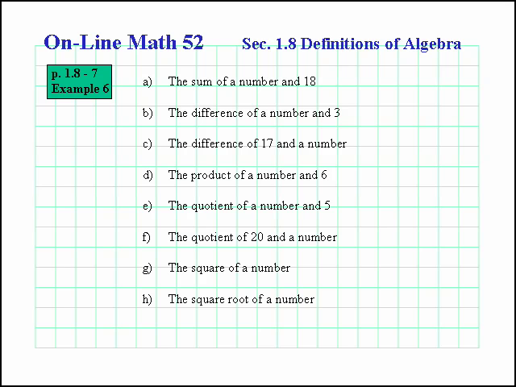But I'm focusing on probably the most challenging part of the section, and not that it's all that challenging, but here we go. Definitions of algebra. What we're looking at here are the names of the operations like sum, which means addition, and difference. Product. Product means multiplication, etc., etc. We'll go through these one at a time. Example 6 here, we're asked to write this in algebra.